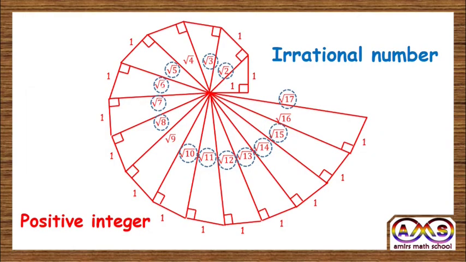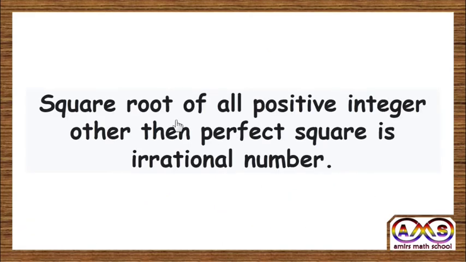Let's see the square root spiral again. Here we can easily see this square root of 4, square root of 9, and square root of 16 are positive integers. Other than these, the other numbers are irrational numbers. So this 4, this 9, and this 16 are perfect square numbers. That's why the square root of a perfect square is a rational number, or we can say a positive integer. So we can say the square root of all positive integers other than the perfect squares is an irrational number. This is one of the ways to find an irrational number.